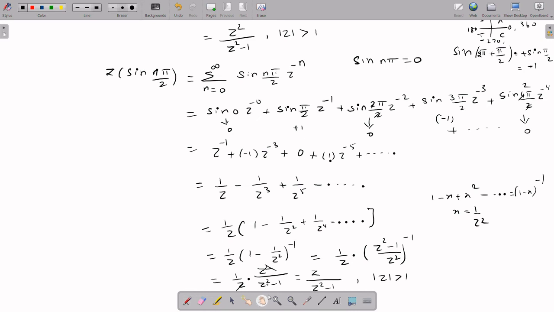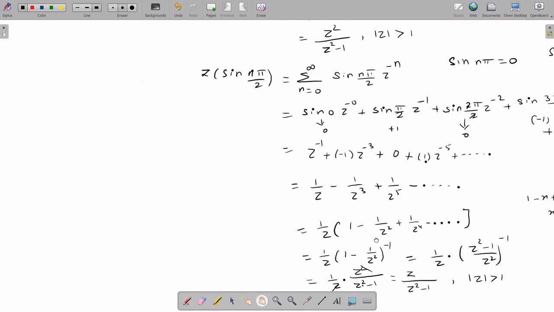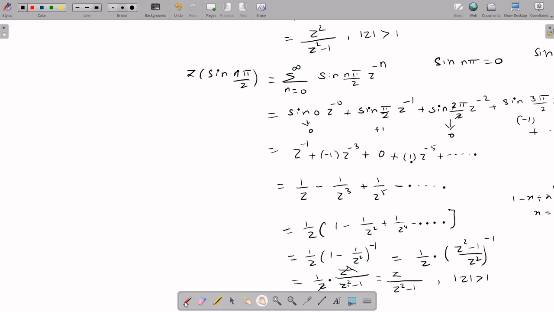Our next problem is the Z transform of 1 by 2 into n plus 1 into n plus 2, isn't it? That is our next problem. Find the Z transform of 1 by 2 into n plus 1 into n plus 2. How will you find out the Z transform of n plus 1 into n plus 2?